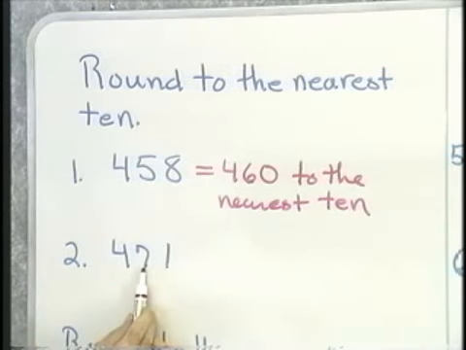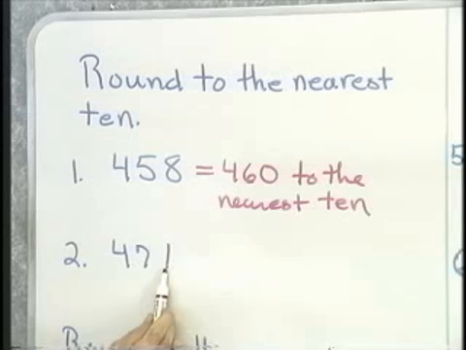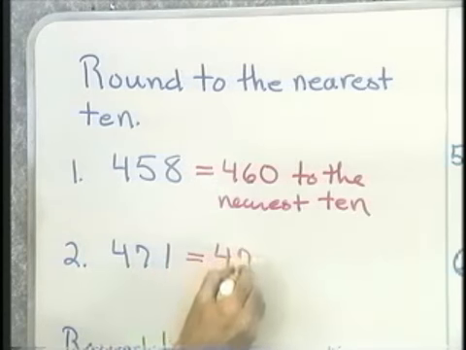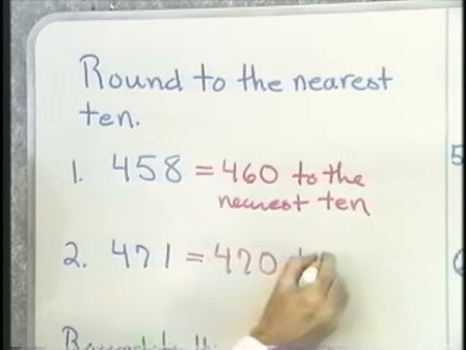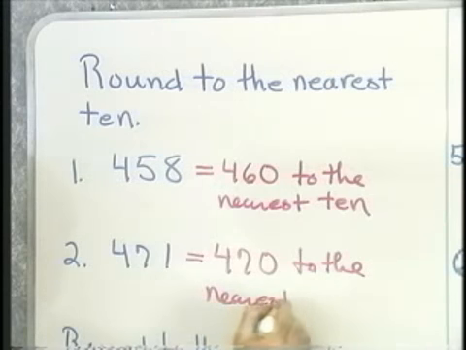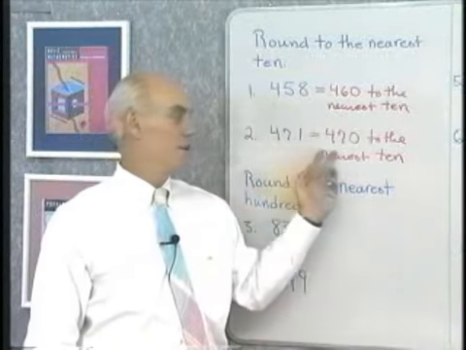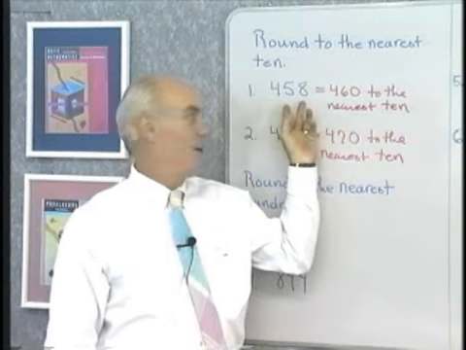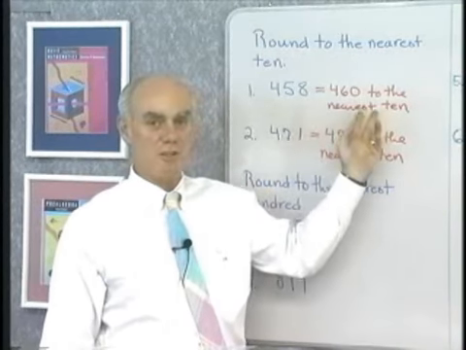Our next problem, 471. I want to round to the nearest 10. That's this column right here. I go to the digit just to its right. It's a 1. That's less than 5, so I'm going to replace it with a 0 and leave this digit alone. So this is 470 to the nearest 10. And that's true. 471 is 470 to the nearest 10. Likewise, 458 is 460 to the nearest 10.